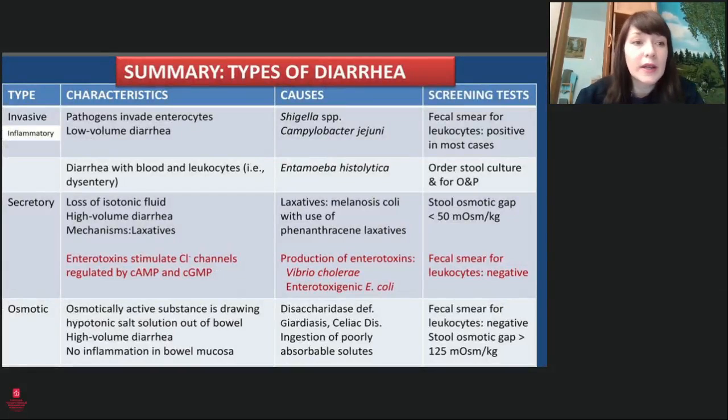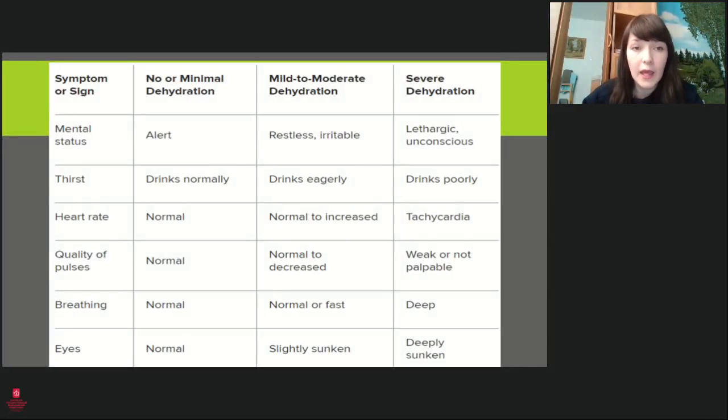In this table, you can see different characteristics of the different types of diarrhea, invasive, secretory and osmotic, and the causative agents which lead to them. It is very important to remember the degree of dehydration. Degree of dehydration is the main syndrome which we must see in patients, to administer different types and volumes of therapy. There are three types of dehydration: no or minimal dehydration, mild to moderate dehydration, and severe dehydration.